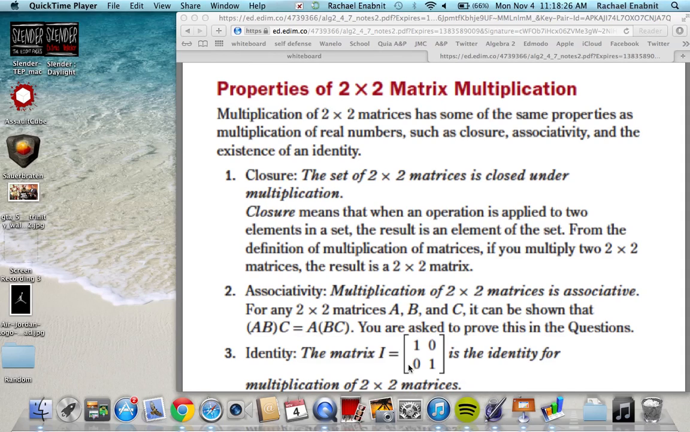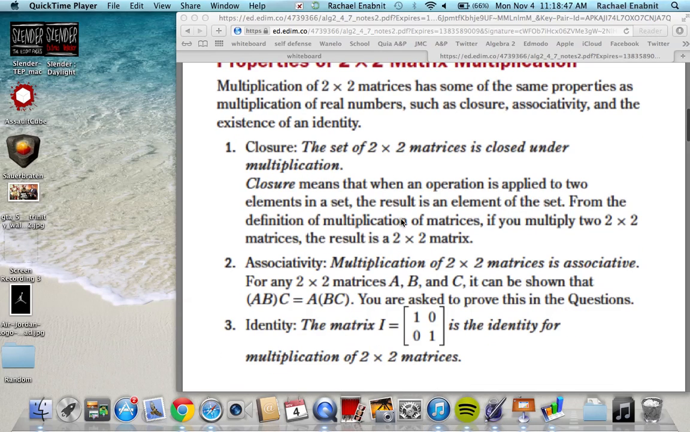Closure. The set of 2x2 matrices is closed under multiplication. Closure means that when an operation is applied to two elements in a set, the result is an element of the set. From the definition of multiplication of matrices, if you multiply 2x2 matrices, the result is a 2x2 matrix.